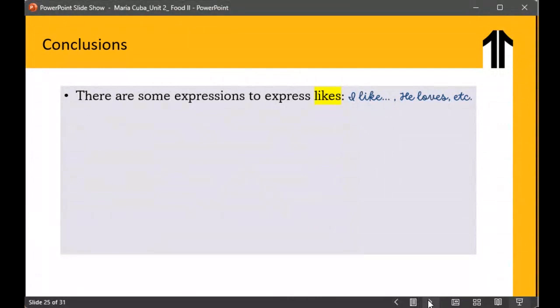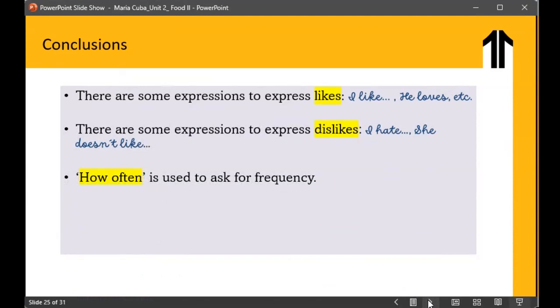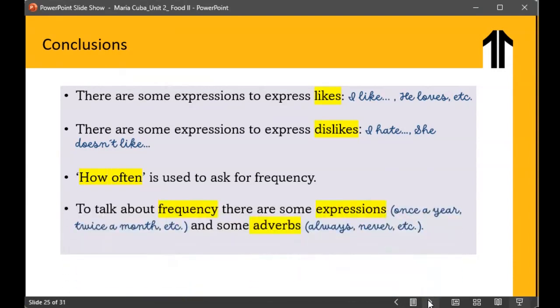There are some expressions to express likes. For example, I like, he loves, etc. How often is used to ask for frequency. There are some expressions to express dislikes. For example, I hate, she doesn't like, etc. And to talk about frequency, there are some expressions and some adverbs that you can use. That's good. So, questions? Do you have any questions?